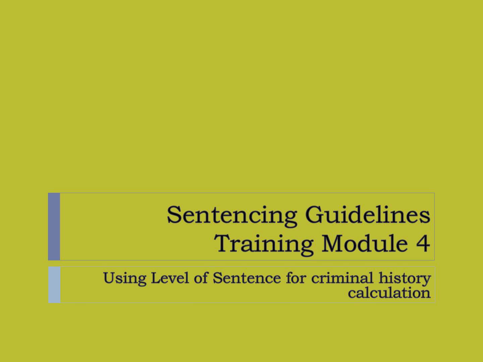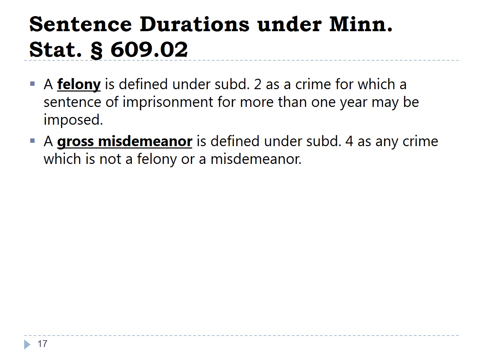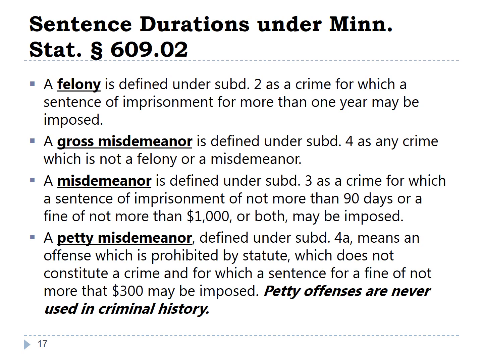Module 4 will cover using the level of sentence for criminal history calculation. The level of sentence is going to explain how the imposed sentence duration, or potential lack of imposed sentence duration, will affect how an offense will be used in criminal history. The level of sentence is an important component in determining where an offense belongs in criminal history.